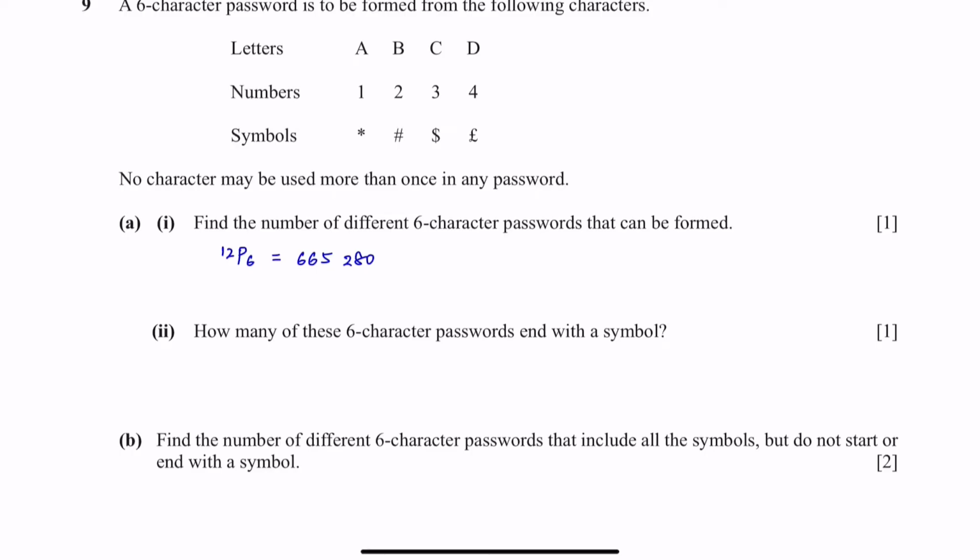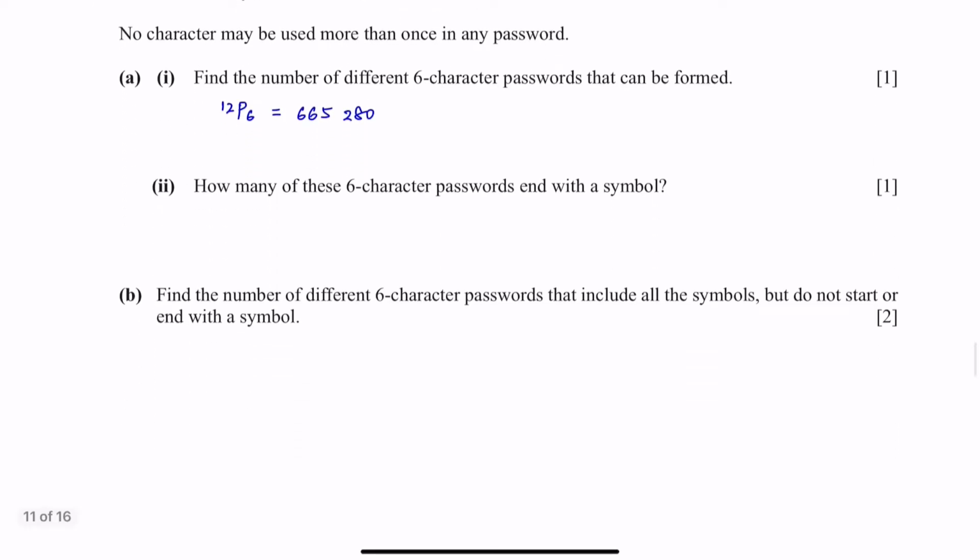Part 2. How many of these 6-character passwords end with a symbol? So now we need the last character to end with a symbol. So we have 6 characters. The last one should be a symbol. So when there's a restriction, we will first look at the restriction.